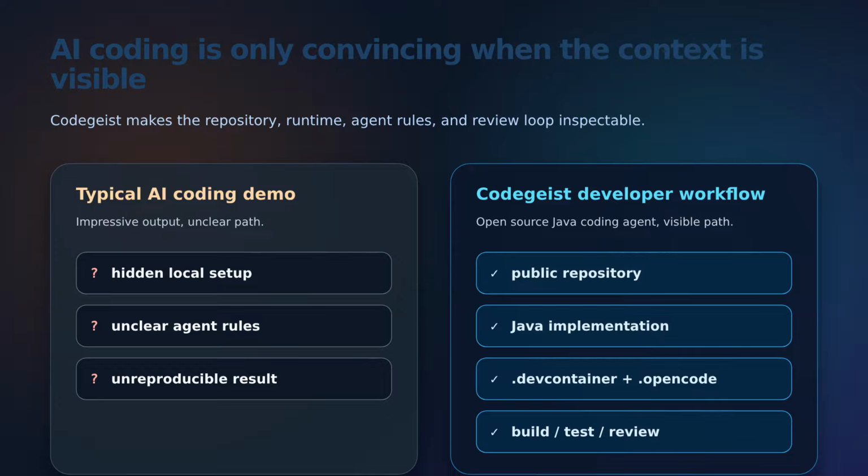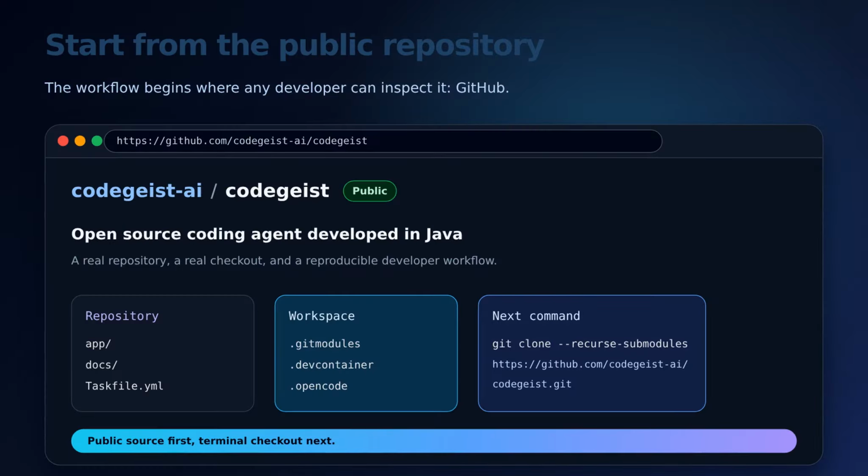Codegeist is different. It is open source, built in Java, and designed so developers can inspect the repository, the workspace, the agent workflow, and the result. The workflow starts with the public Codegeist repository on GitHub. This is the real open-source Java project behind the coding agent.